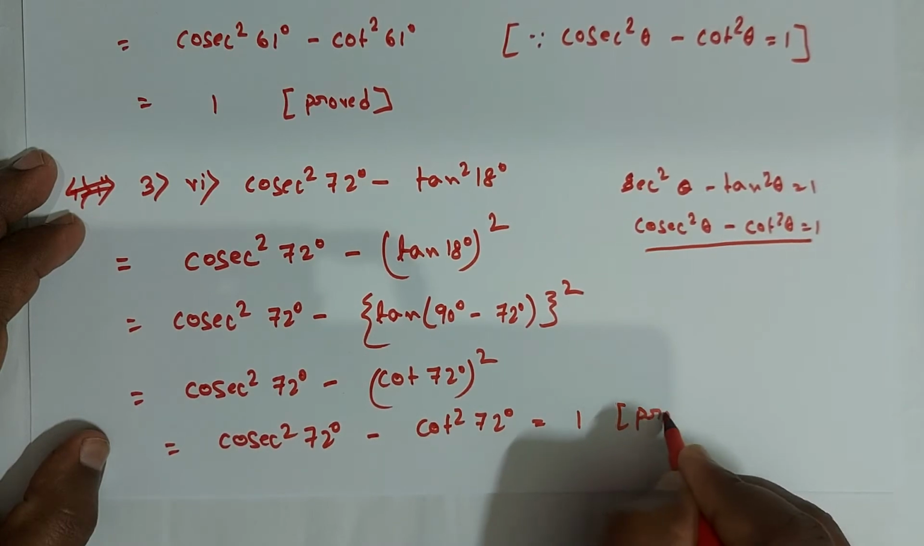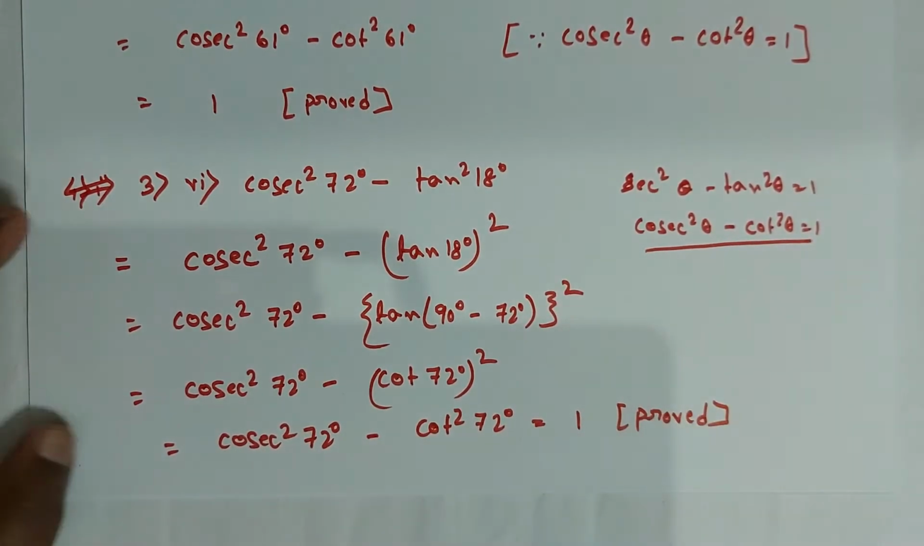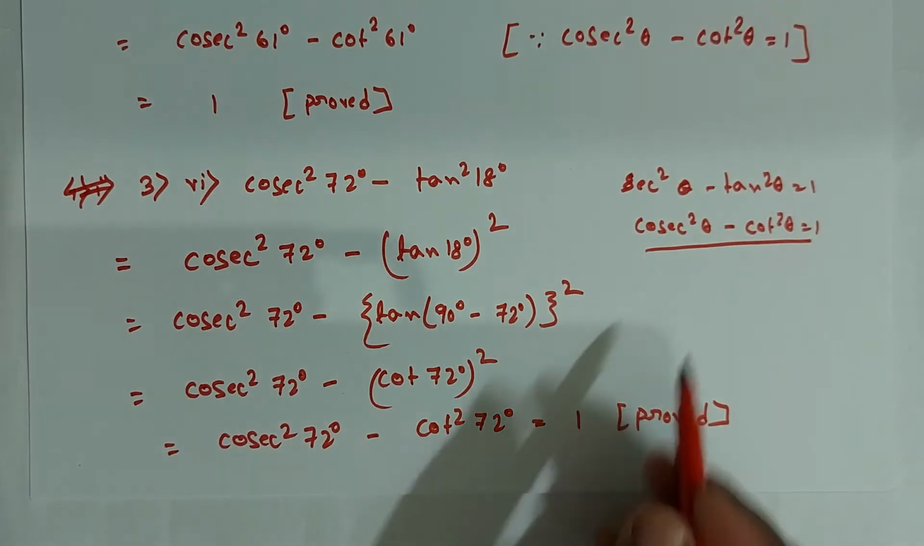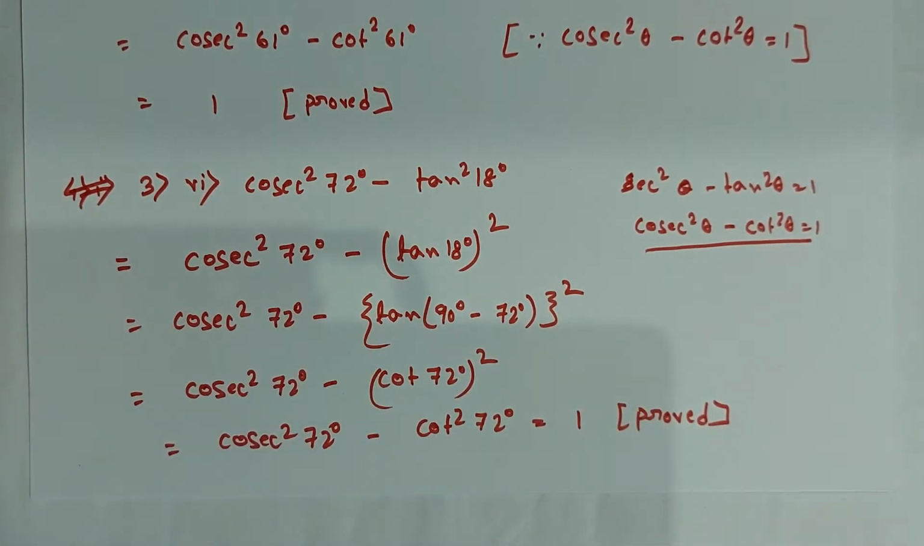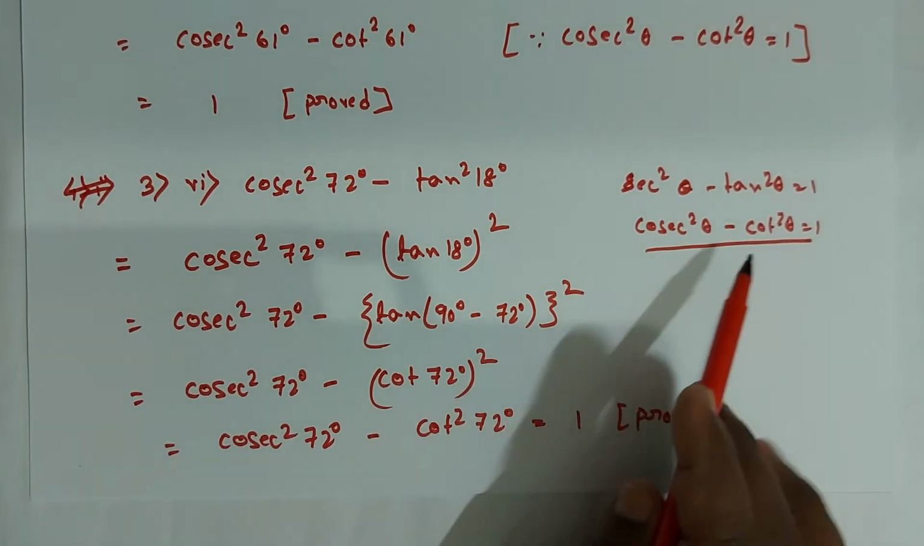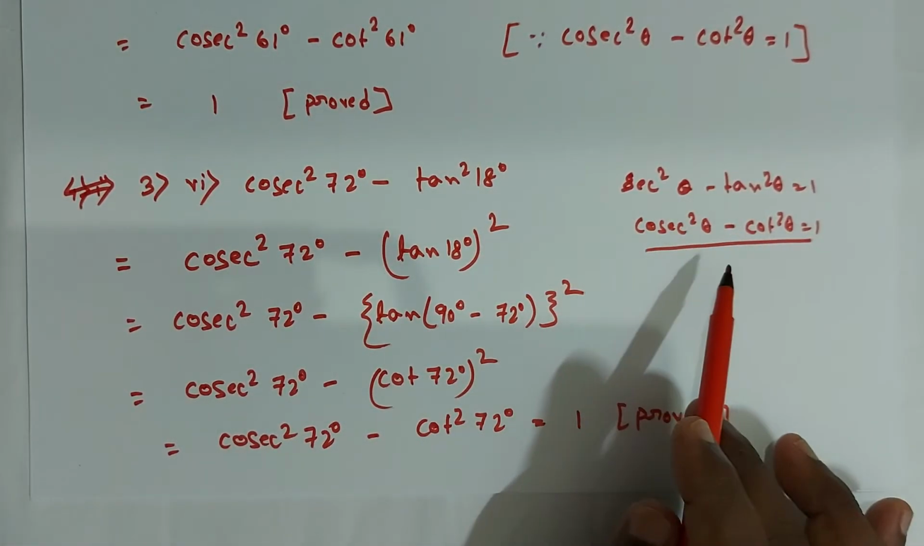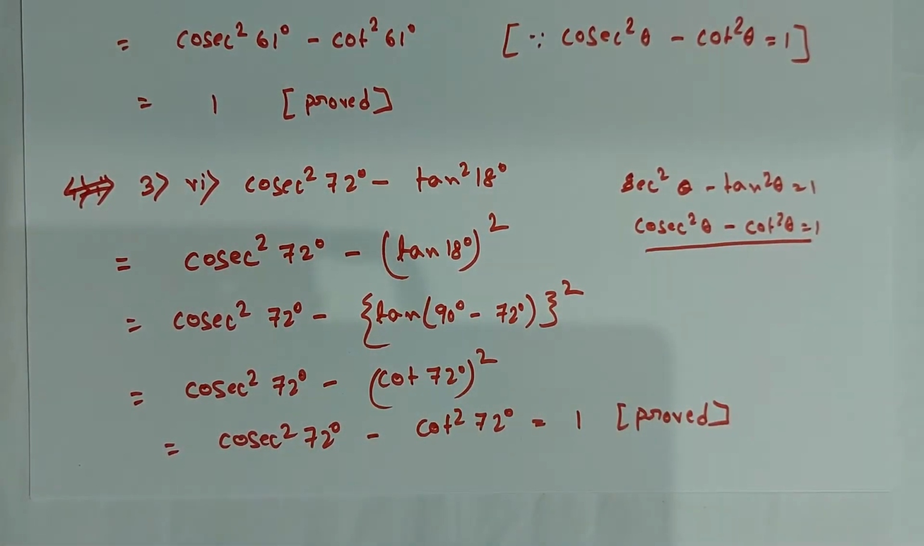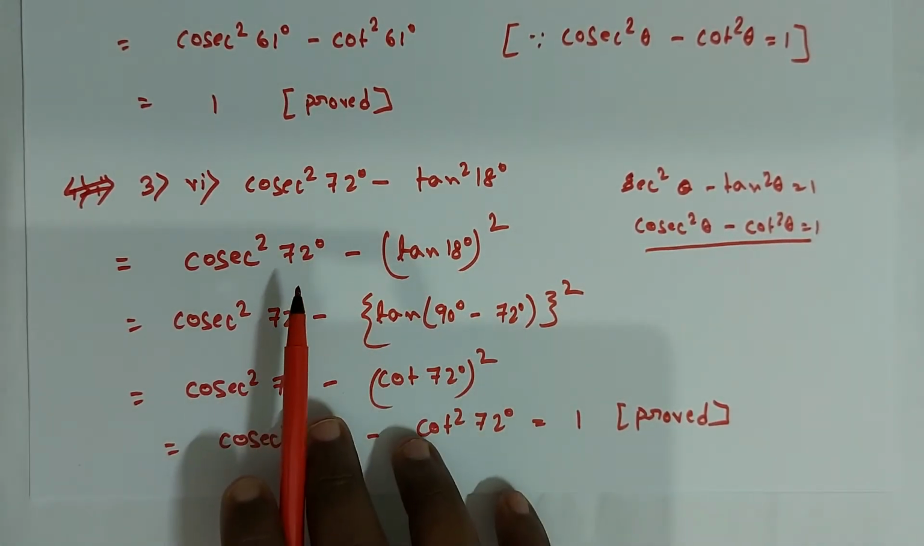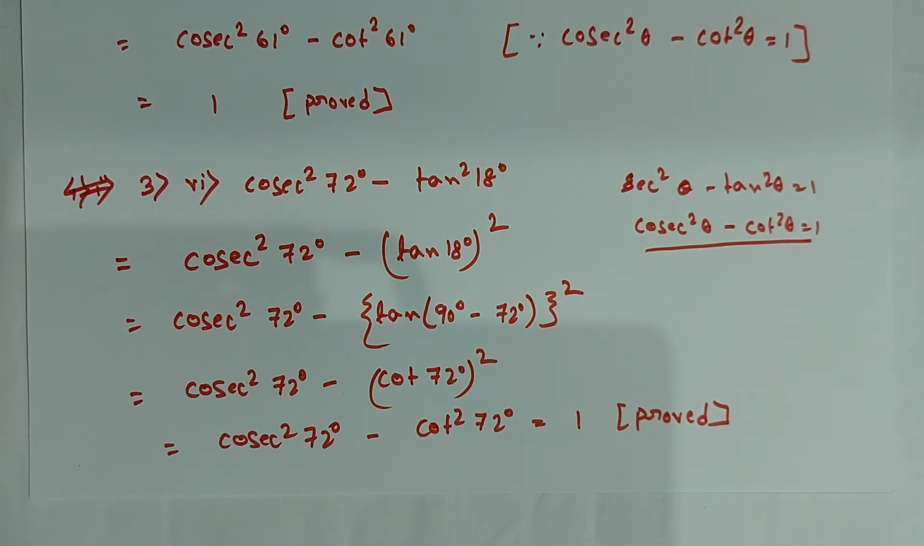So proved. In this kind of math, two types of formula are used. First is the identity, and second is the complementary angle. You need to first memorize the trigonometric identity formulas, so that you can apply the complementary angle formula accordingly.